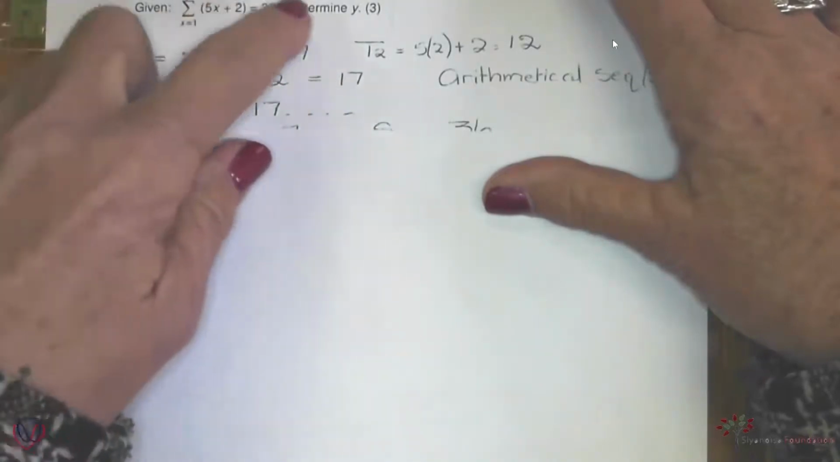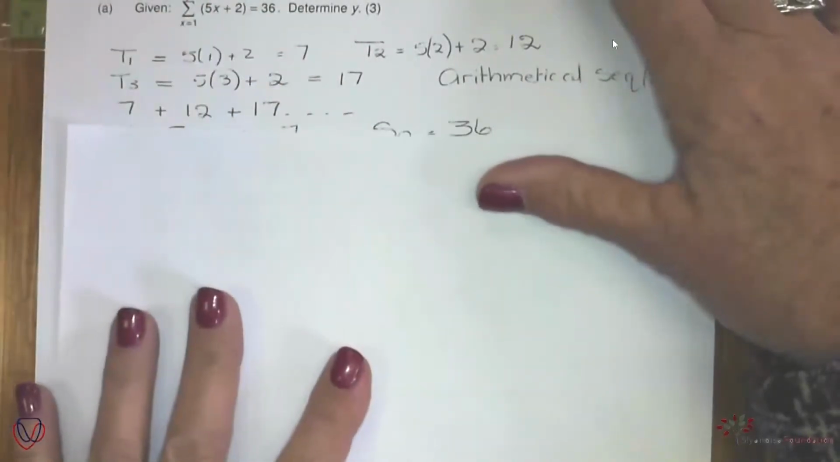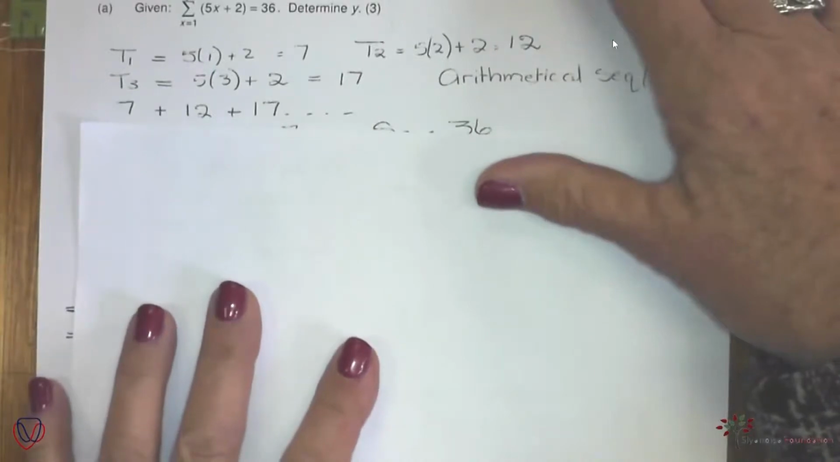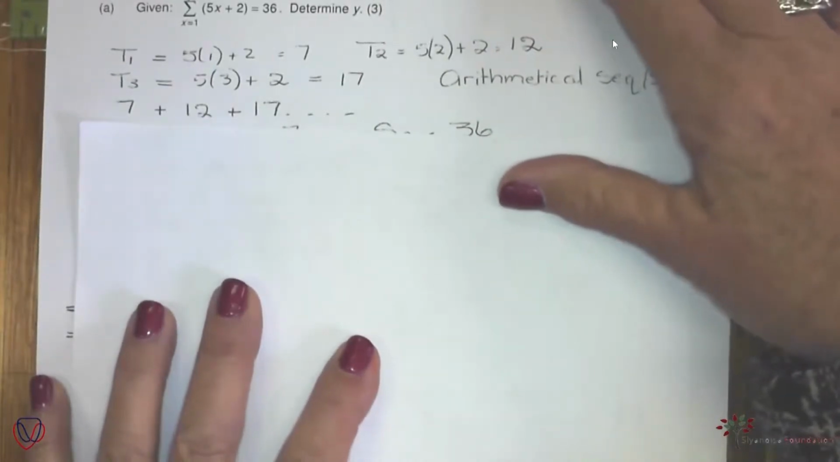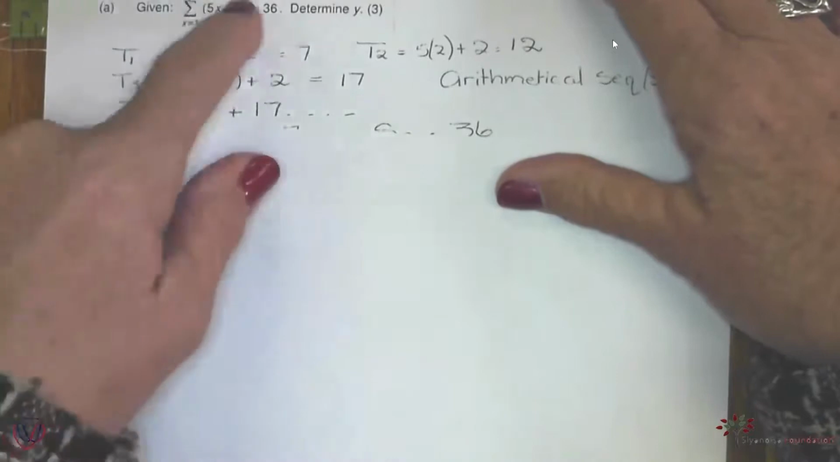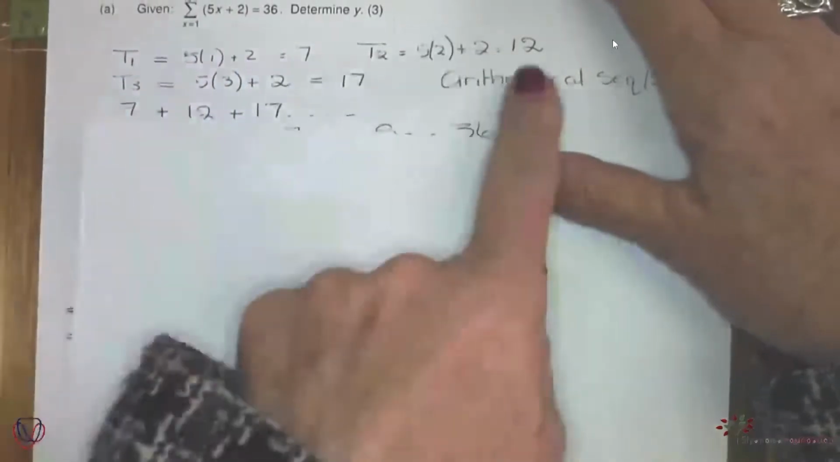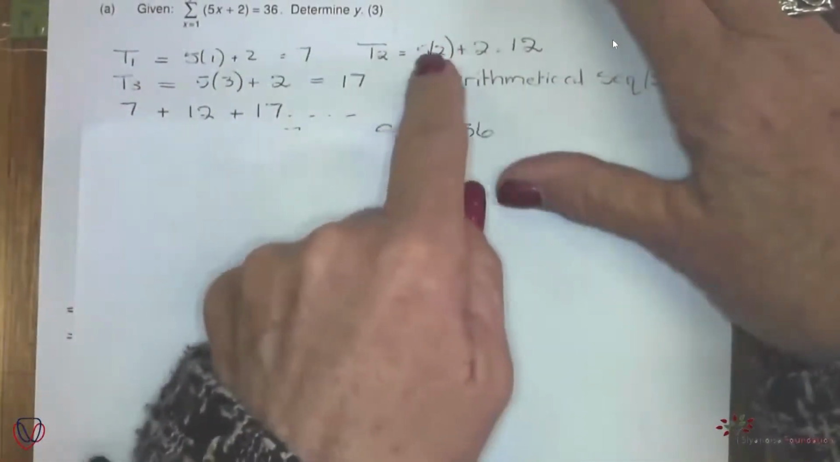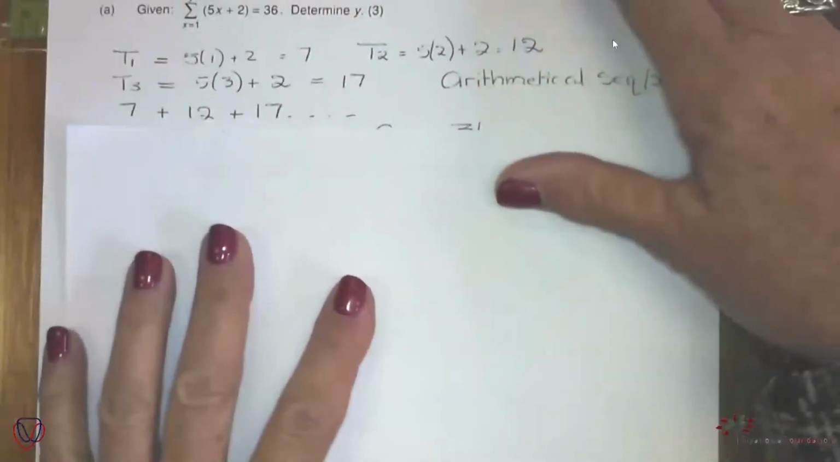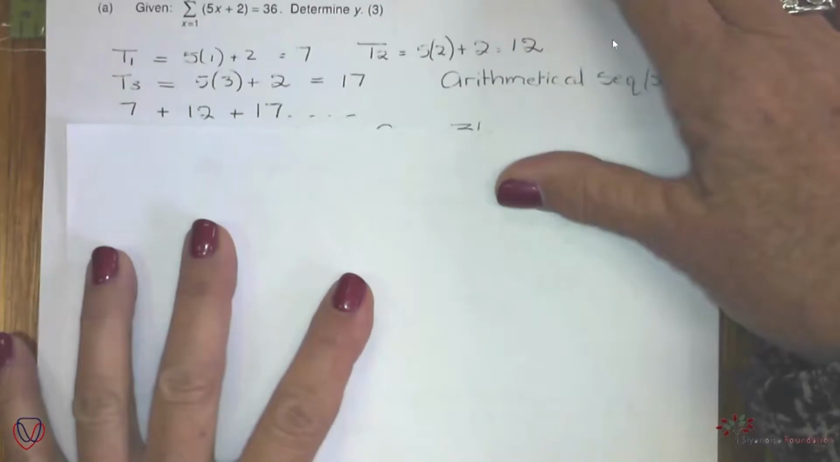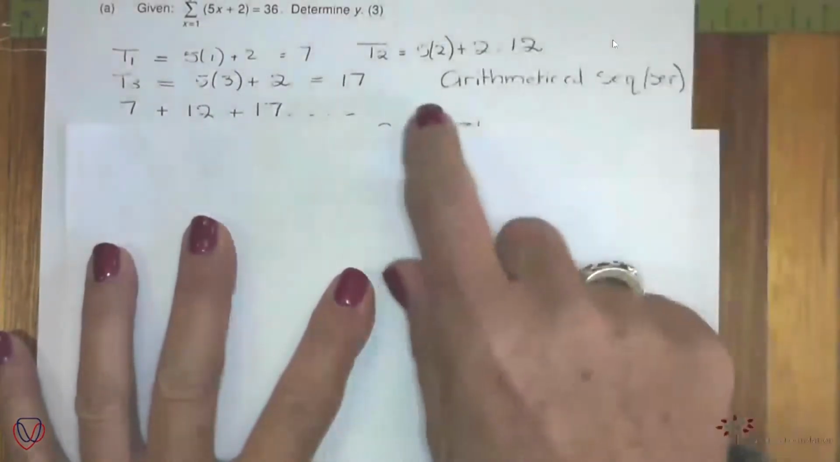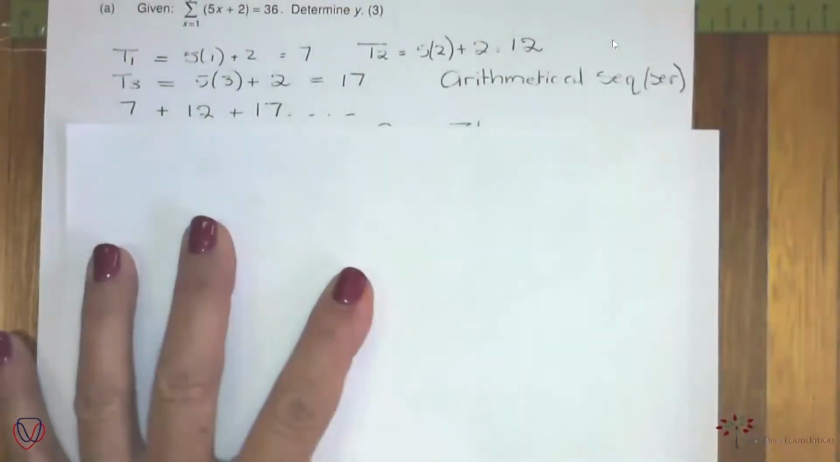5 times 1 plus 2 is 7. Term 1 and term 3, that is what we got there. It's an arithmetical sequence because there are no exponents there. And there's term 2, 5 times 2 plus 2. So we've got 1, 2, and 3. There's your sequence: 7, 12, 17. I realized it's arithmetical. I wrote it there. Do it, people. Because if you see arithmetical, you'll know which formula to use in this sum.